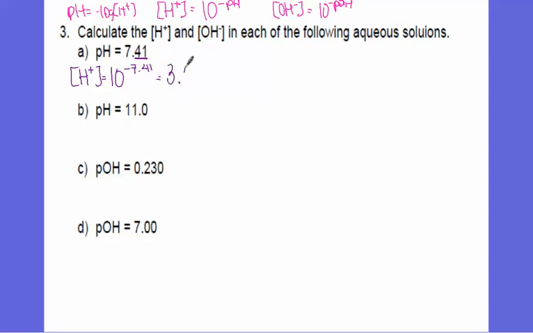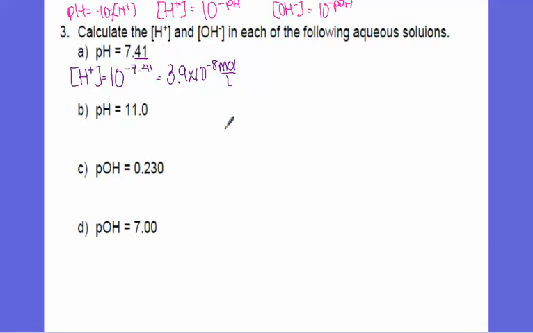3.9 times 10 to the negative 8. And what's our unit? It's concentration. There are units. Molarity, or you can do moles per liter. But you have to put units on your concentration. pH doesn't have units, concentration does.